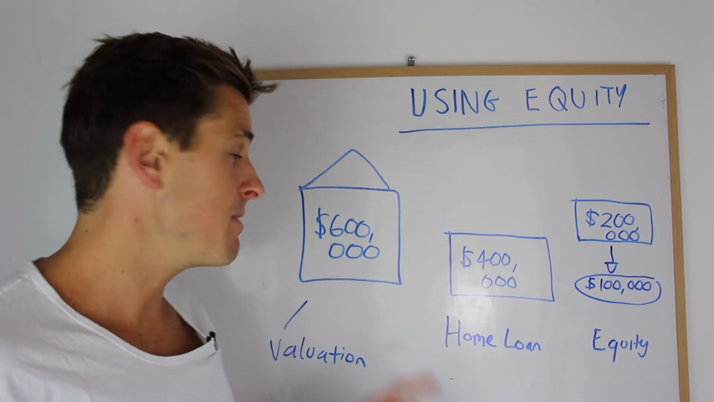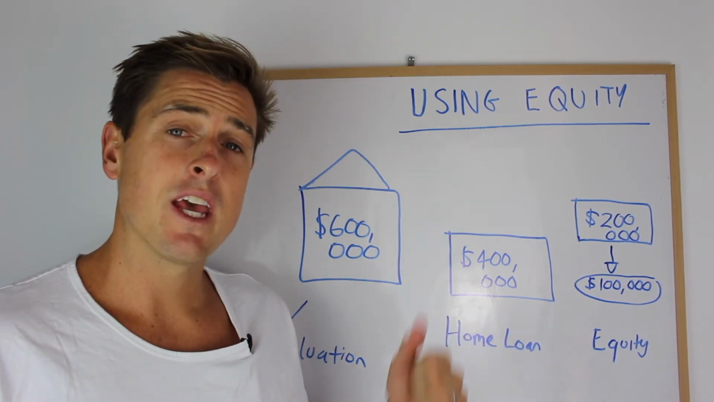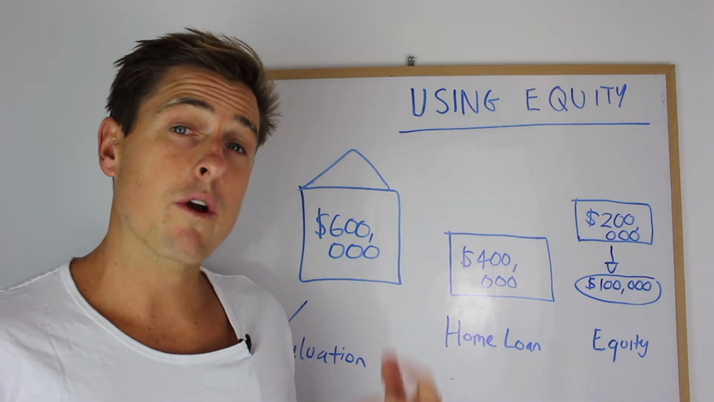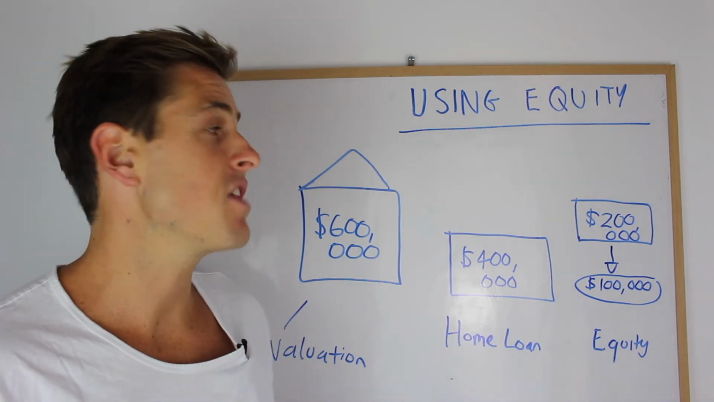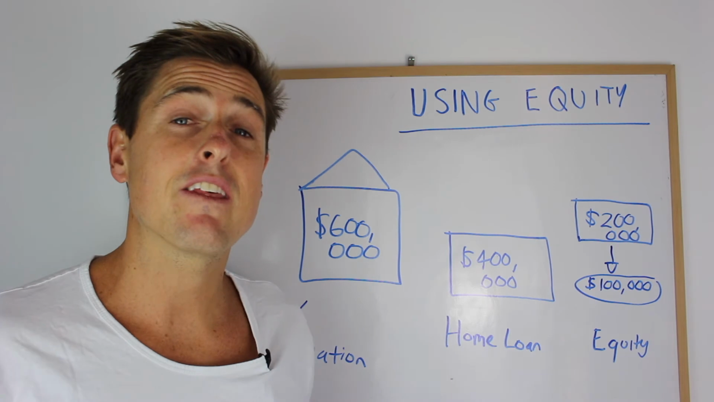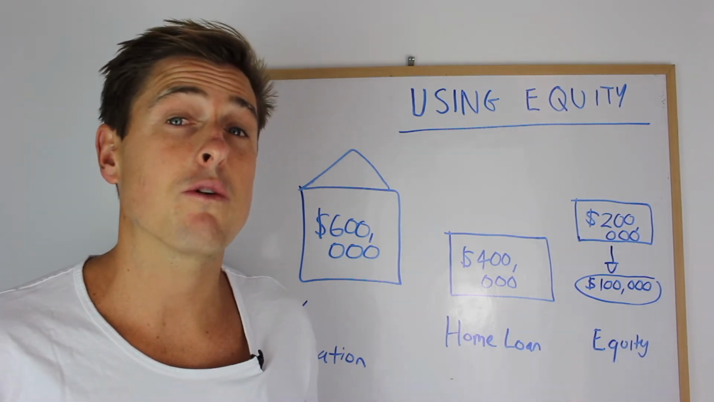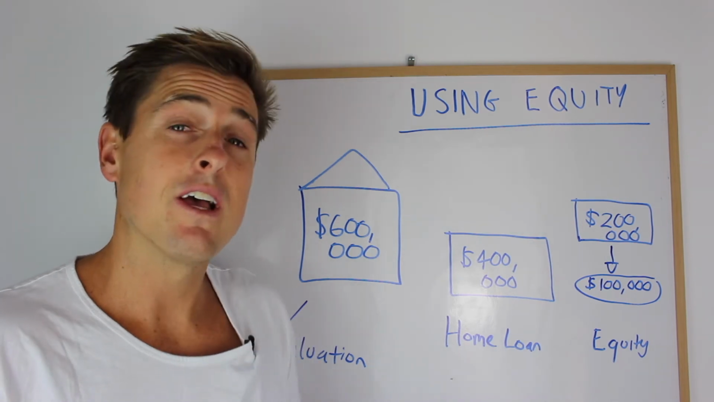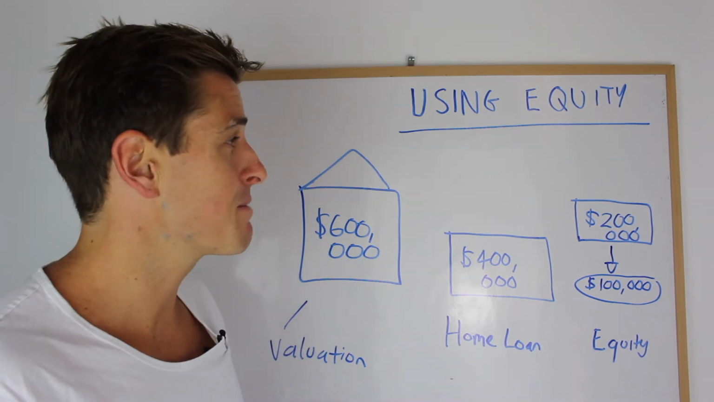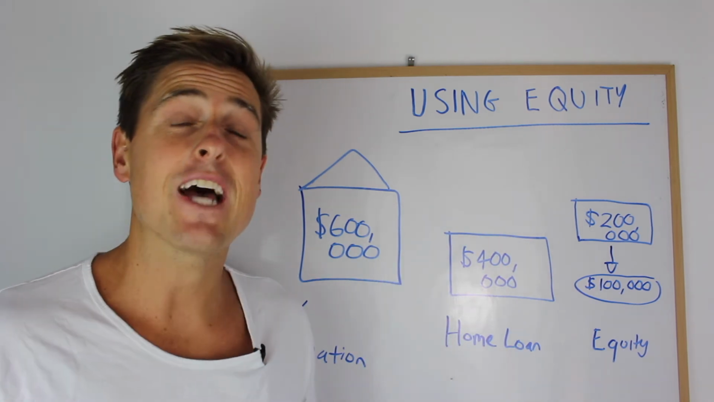So the first step is to find out the value of your home. The second step is to work with your mortgage broker or bank manager to release that equity. And then the third step is to decide what it is that you're going to do with that money moving forward. So many people overcomplicate this process, but it's really that simple.